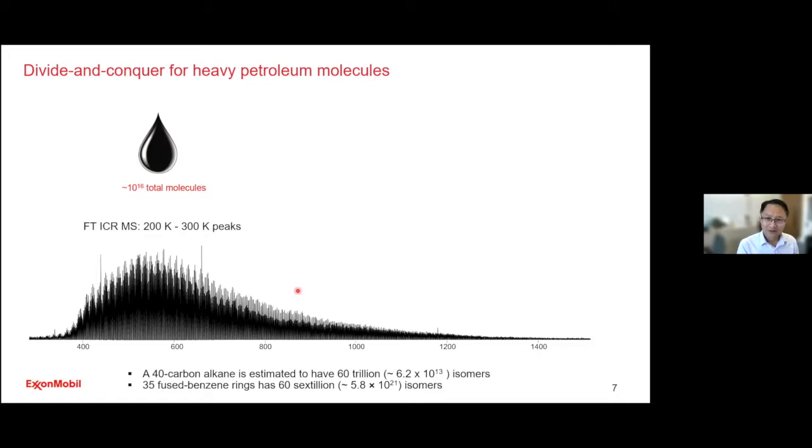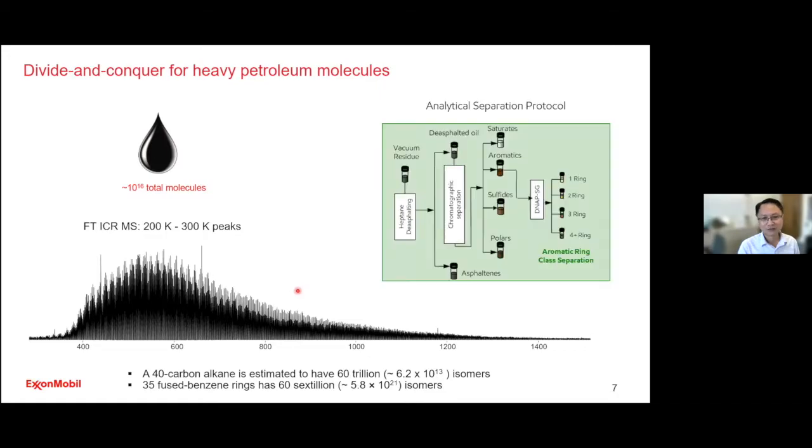So how do we figure out the structure? One of the major techniques is called the divide and conquer strategy. This is an analytical separation protocol developed within our company, and also by others in academia, and perfected over many decades. You can see many fractions that were fractionated and characterized. But still, the heavy molecules are a challenge because they are super complex.